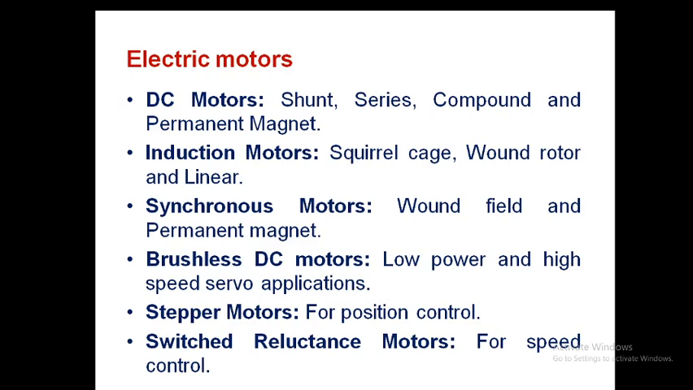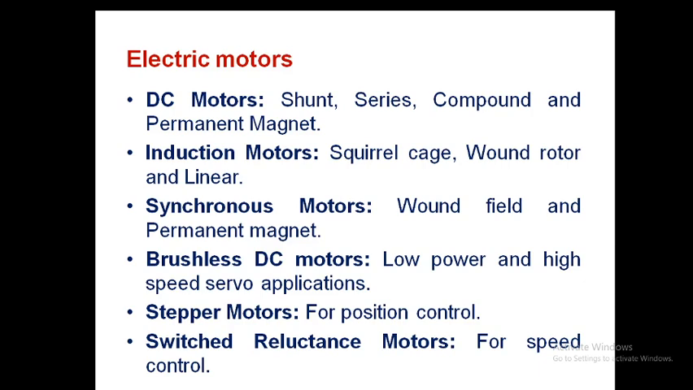Electric motors. The next part of the electric drive is electric motors. One is DC motors. In DC motors, again we have various types of motors: shunt motor, series motor, compound motor, and permanent magnet motor. So based on the application, we'll choose the required type of motor.